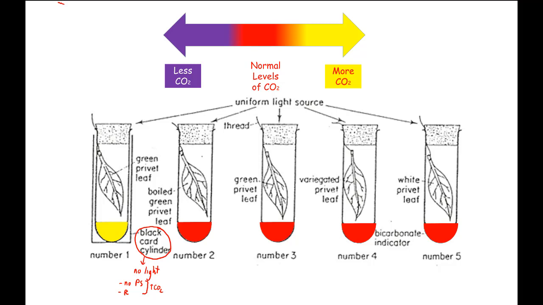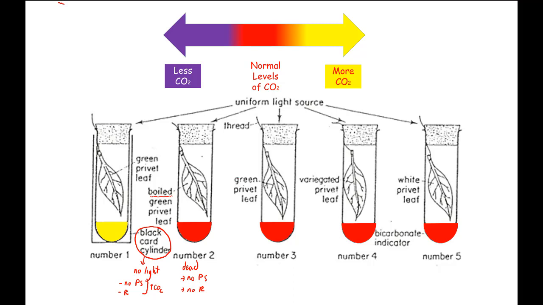The next one has a boiled green privet leaf. Now, because it's been boiled, that means the leaf is dead. So there's no photosynthesis going to happen. And there's going to be no respiration. So in this one, there should be no change.